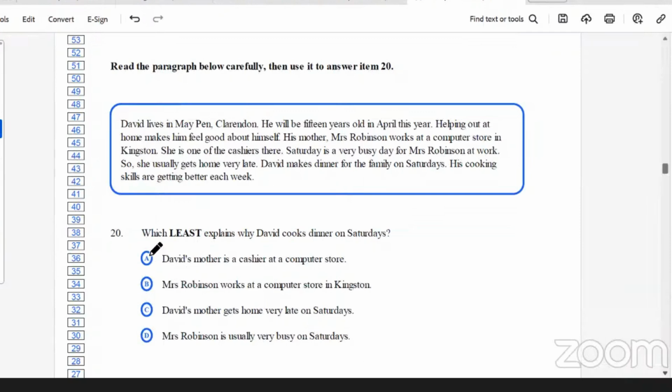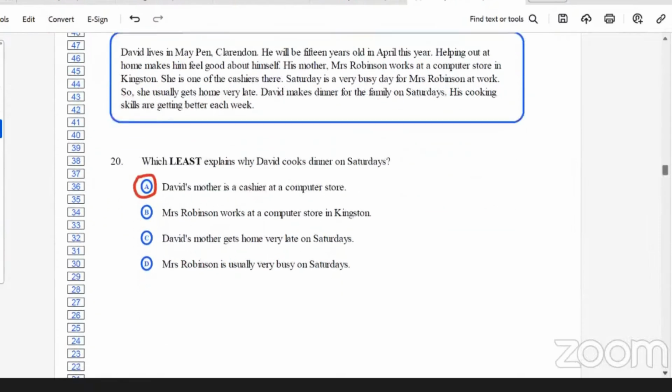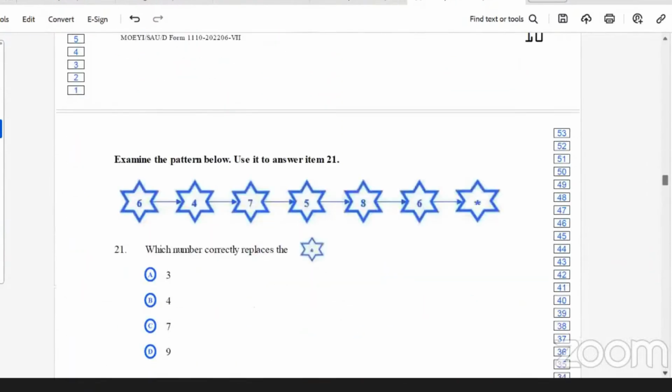His mother is a cashier at a computer store. It could have been a computer store right next door. We don't know, so that information doesn't give us much. But when it tells us that the store is in Kingston and we know they live in Clarendon, then the distance helps us to understand why he would need to cook, right? And of course, the other two points, she gets home very late on Saturdays and she's usually very busy on Saturdays, would help to explain why David would cook on Saturdays.